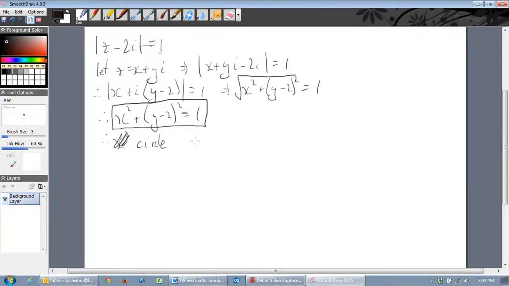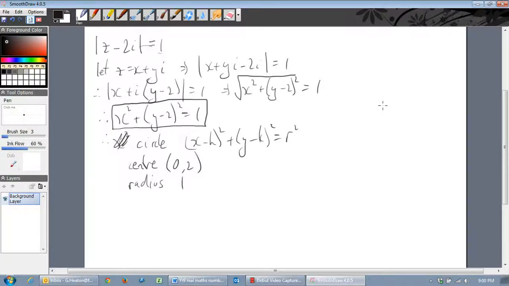Okay, remember the formula for a circle is (x - h)² + (y - k)² = r². Okay, so this is a circle. Where is its center? Its center is at (0, 2), and it has a radius of 1.